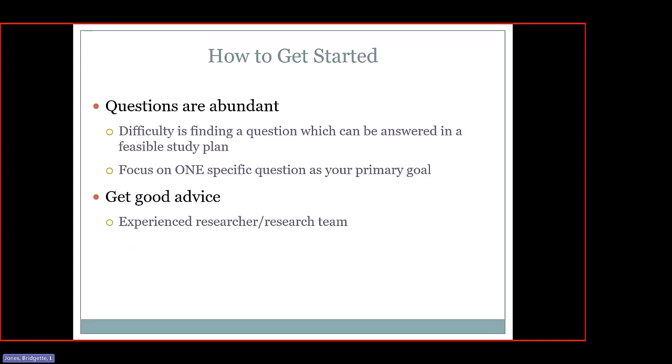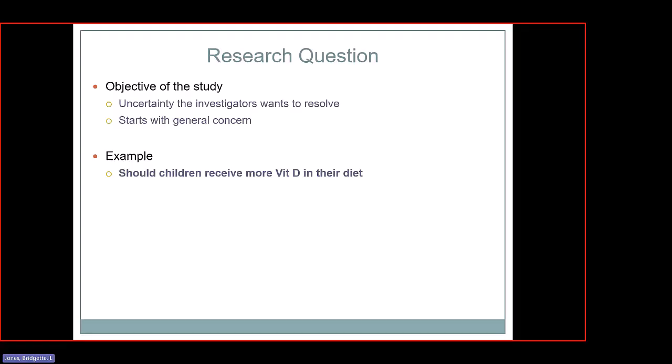So once you come up with what you think is a really good feasible question, again, bring that back to your mentors, to your collaborators, to your research team, and have them kind of walk through and talk it through with you about your research question, and that'll help further refine it. And so your research question really sets up what the objective of your study is. The question really seeks to answer an uncertainty that you want to resolve.